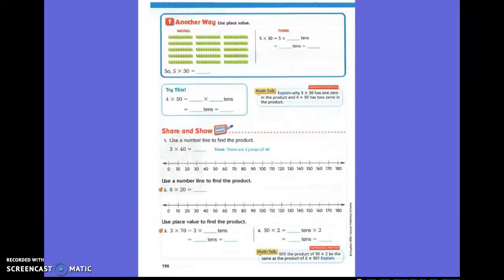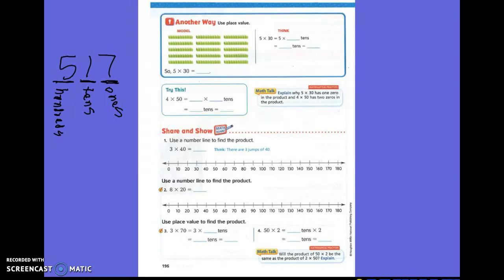Another way to multiply by a tens number is by using place value. Okay, remember, if we have a number 517, place value is what each digit in this number, what place is it on? The 7 is the ones place, the 1 is the tens place, and the 5 is the hundreds place. Okay. So, you need to know place value, okay? It's very important to know place value.